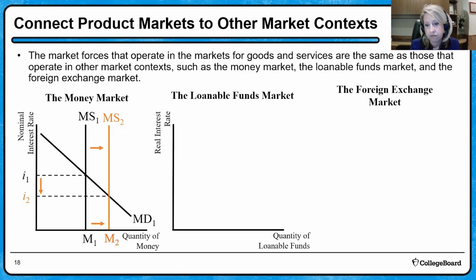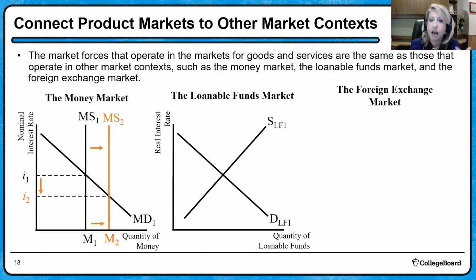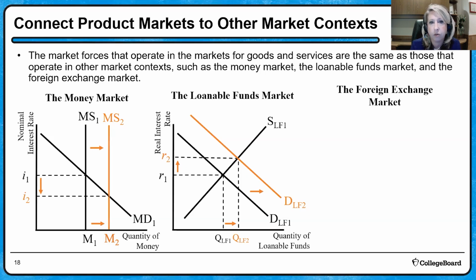We use the quantity of loanable funds on the horizontal axis, a downward sloping demand for loanable funds, an upward sloping supply of loanable funds, and the equilibrium real interest rate where the quantity supplied is equal to the quantity demanded. If we wanted to show an increase in the demand for loanable funds, let's say, for example, due to government borrowing, we would shift the demand curve to the right using a directional arrow. And then we would show that that causes the real equilibrium interest rate to rise and the equilibrium quantity of loanable funds to rise as well.